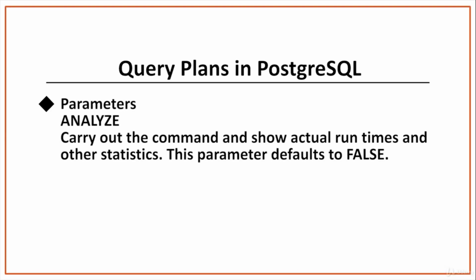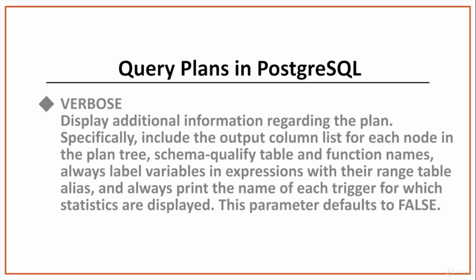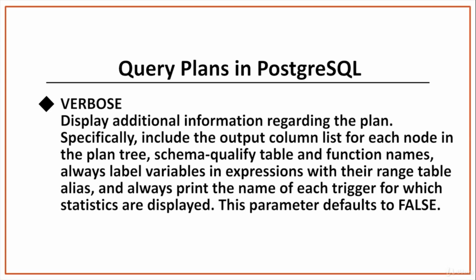Parameters: analyze. Carry out the command and show actual runtimes and other statistics. This parameter defaults to false. Verbose. Display additional information regarding the plan. Specifically, include the output column list for each node in the plan tree, schema qualify table and function names, always label variables and expressions within their range table alias, and always print the name of each trigger for which statistics are displayed. This parameter defaults to false.